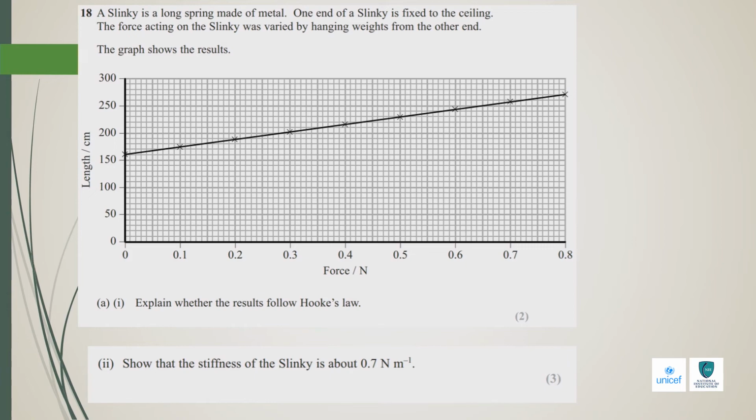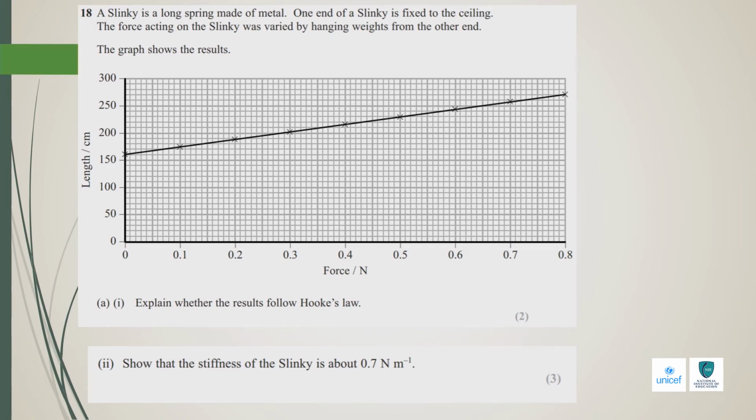This particular question is actually taken from a past paper. A sling is a long string made of metal. One end of the sling is fixed to the ceiling. The force acting on the sling was varied by hanging weights from the other end. The graph shows the results. This is the length of the sling against force.